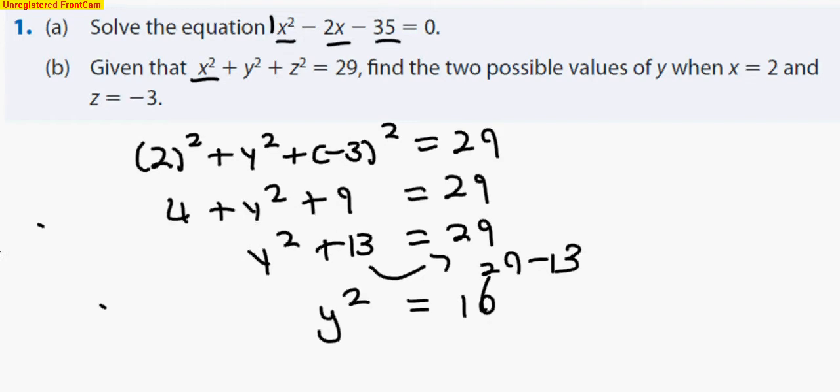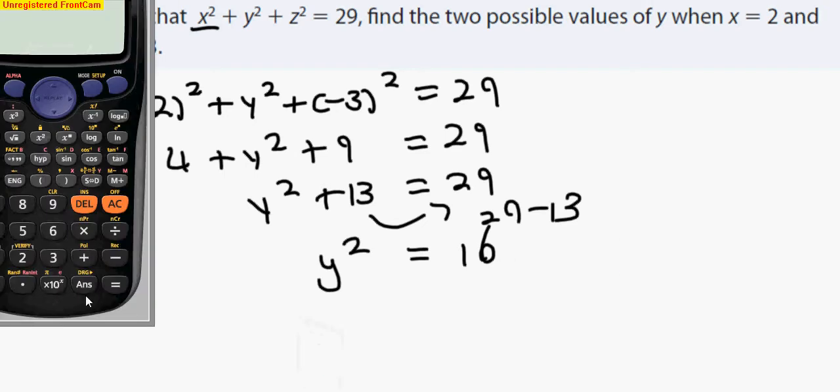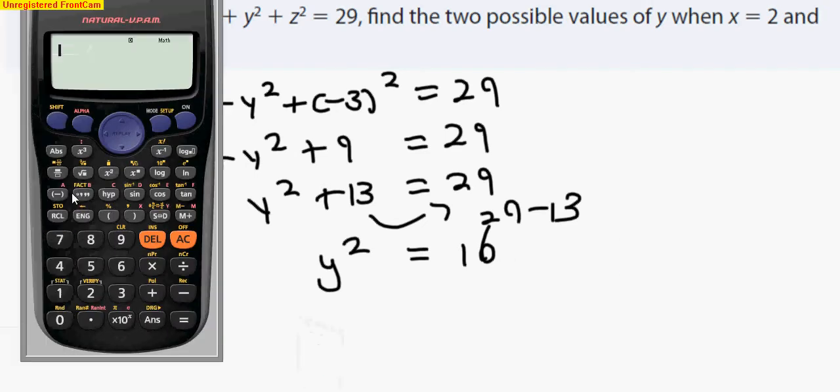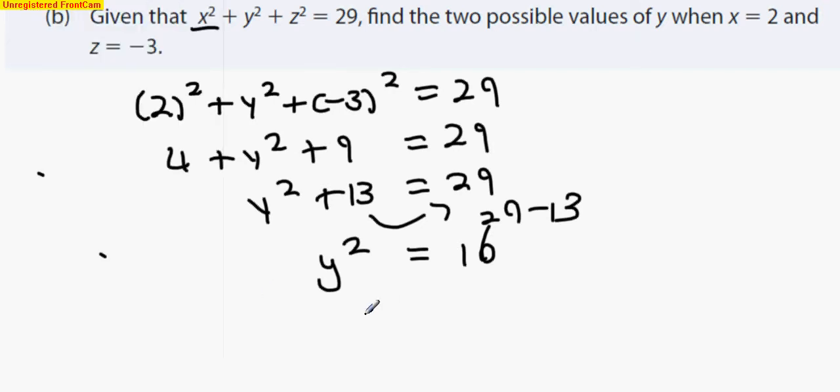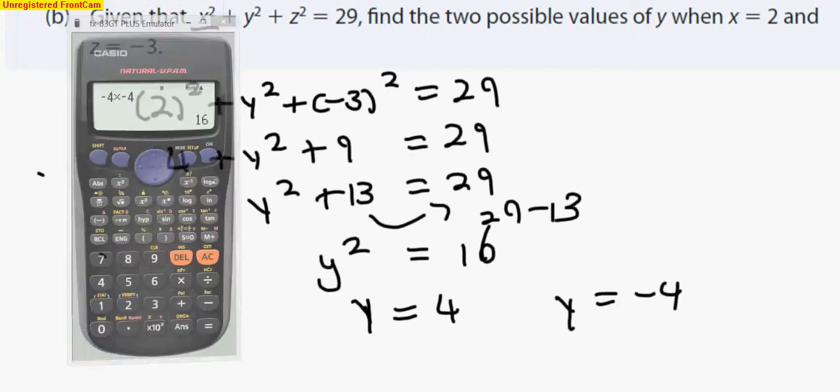Now remember, y squared equals 16 means what number when you multiply it by itself is 16, okay? So what we do here is just press the square root button, so square root of 16, to find out what this number is, and the answer is 4. But what you also have to remember is it's actually 4 and minus 4, because minus 4 multiplied by minus 4 is also 16. So just bear that in mind.